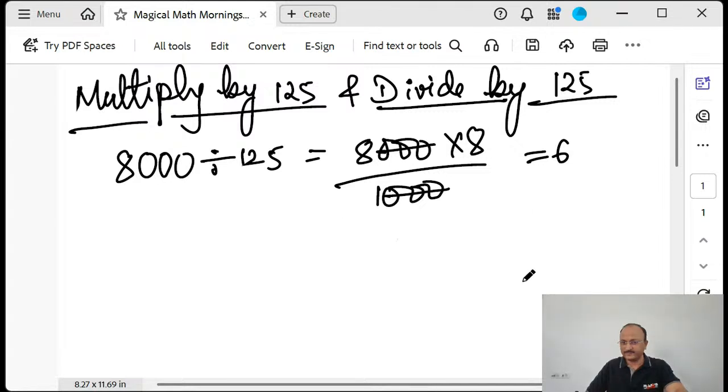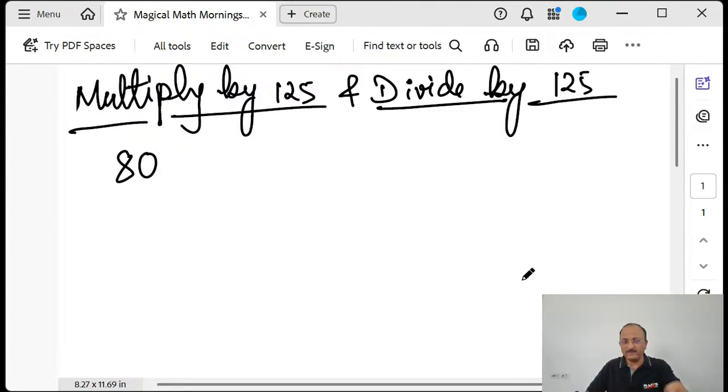Ready? Let's divide by big numbers. No, it's not 0.384. No, it's 36. Let's take the next number.